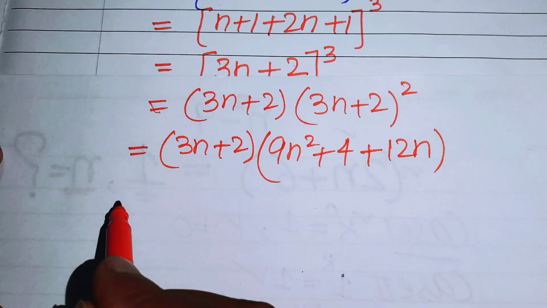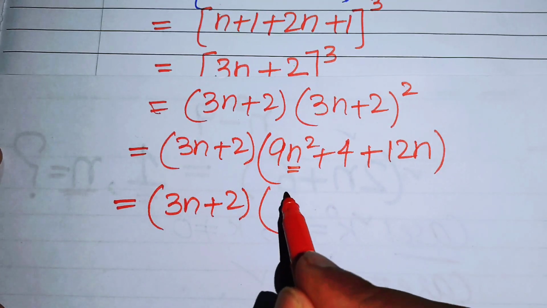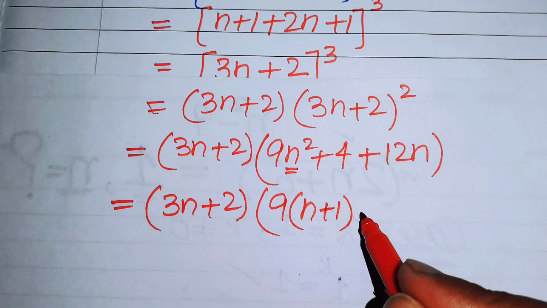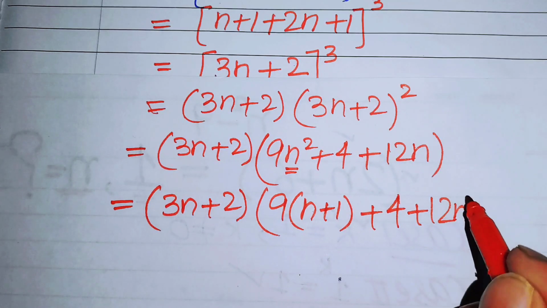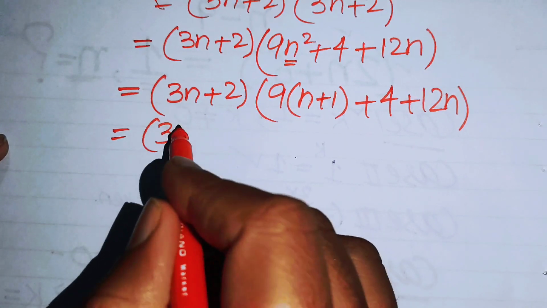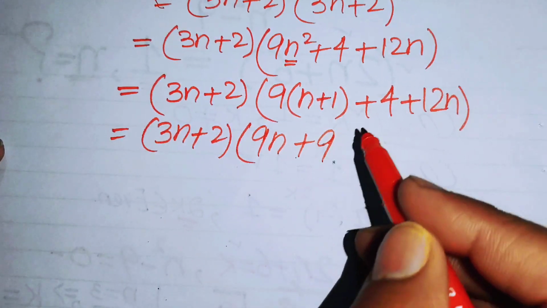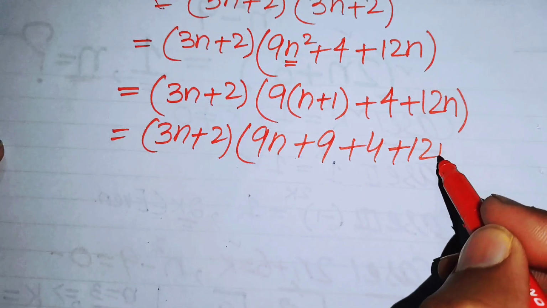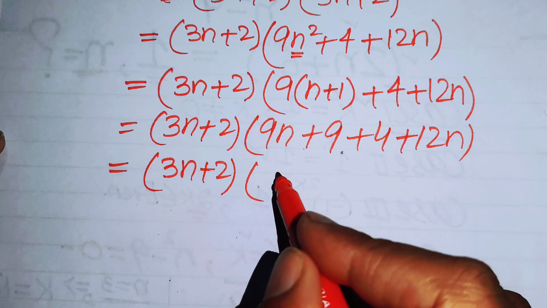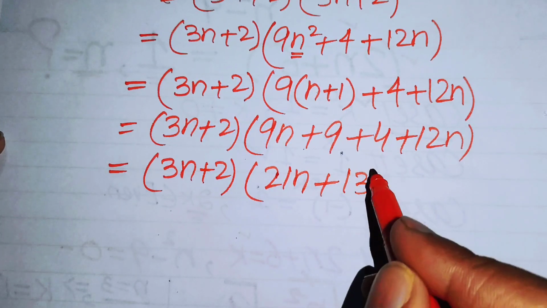So in equation number 1, we have the value of n square. So we first write this factor as it is and we substitute the value of n square here, and we know that in above equation 1 we have n square equals to n plus 1, and this is plus 4 and plus 12n. And now we again simplify the terms and we have 3n plus 2 multiplied by, we multiply this 9 on both of the terms and we get 9n plus 9 plus 4 plus 12n. And in the next step we have 3n plus 2 multiplied by, we have 9n plus 12n equals to 21n and 9 plus 4 equals to 13.